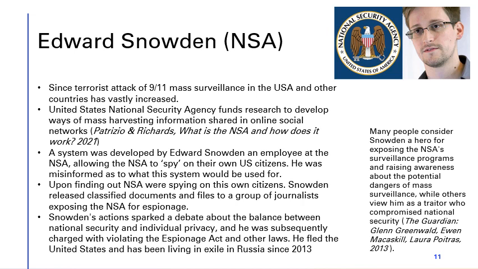and upon finding out this information, Edward Snowden was very concerned and thought it was very ethically incorrect, and had so many legal issues. And so he then exposed the NSA for espionage, releasing classified documents and files to a group of journalists from The Guardian.